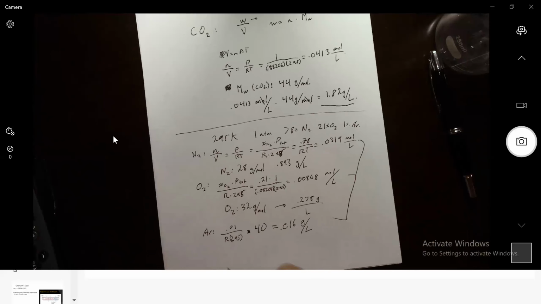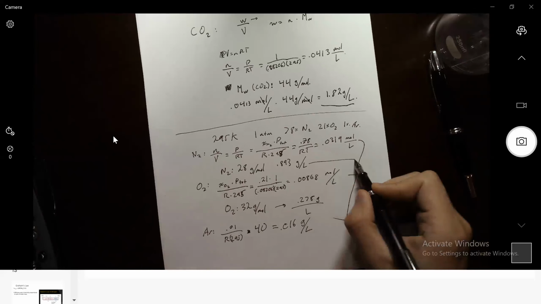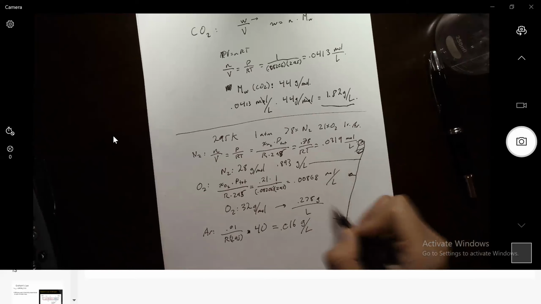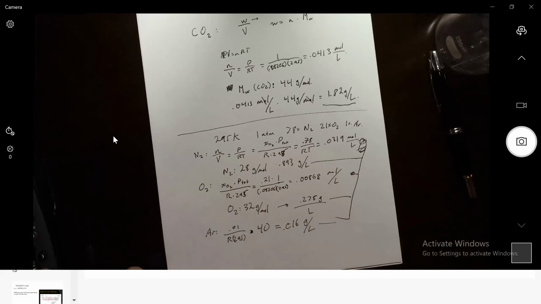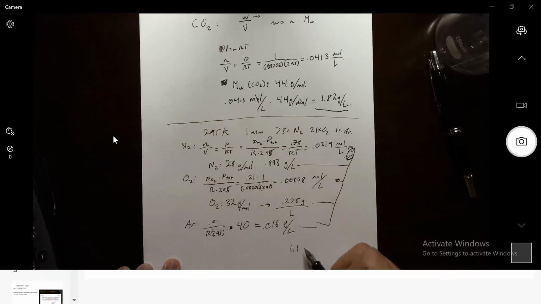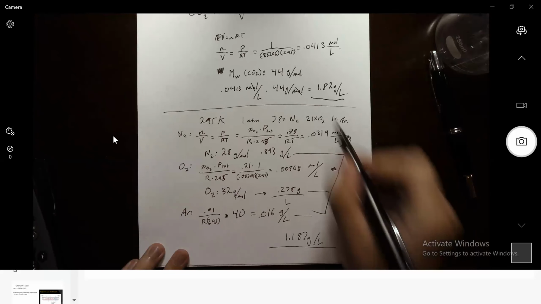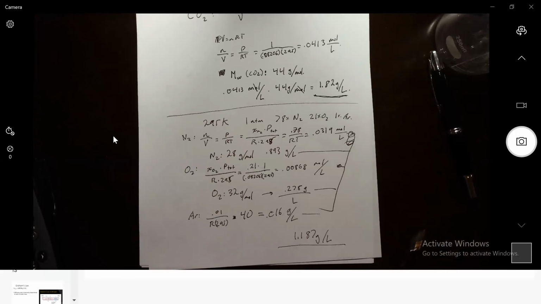Okay, and now we just need to sum all of these together. This plus this plus that: 0.893 plus 0.278 plus 0.016. So the total is 1.187 grams per liter. Okay? What I want you to notice is that CO2 is denser than air. Okay? CO2 is denser than air.